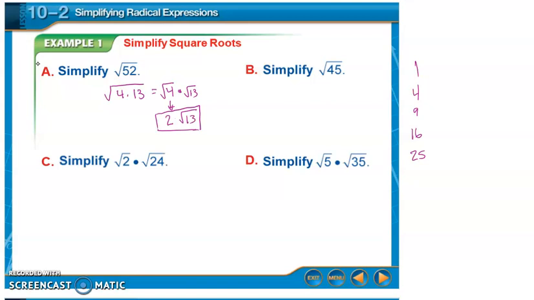So if we do the same process with the square root of 45, think what's the perfect square factor? Square root of 9 times 5. So that equals the square root of 9 times the square root of 5. Square root of 9 is 3. Square root of 5 is as simple as it can be, because there's not a perfect square factor in there.